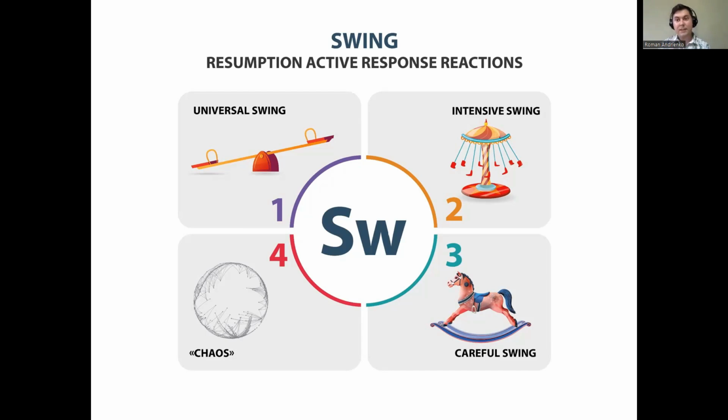So the idea back then was that in order to prevent the human body getting used to electric therapy, we need to make the treatment signal the least predictable. We need to make it as variable as possible, as different as possible, so there shouldn't be any pattern that our body can decipher and get used to. And this is why we have 4 different swing modes. You see by the name that there are different versions called the universal swing, the intensive swing, the careful swing, and the chaos.